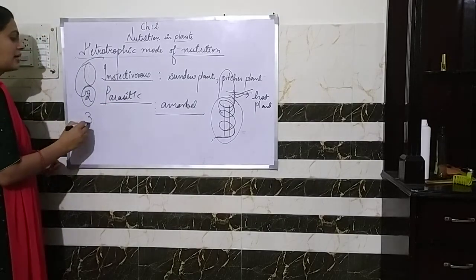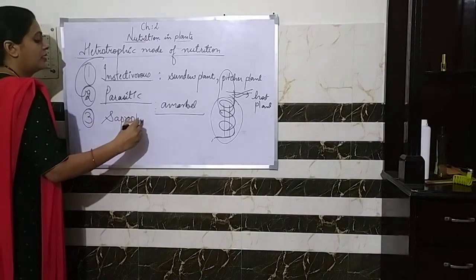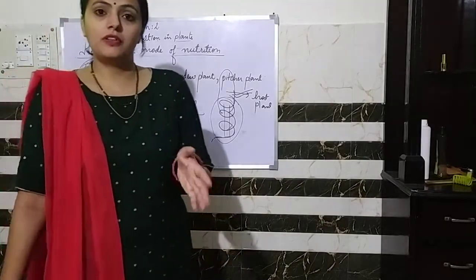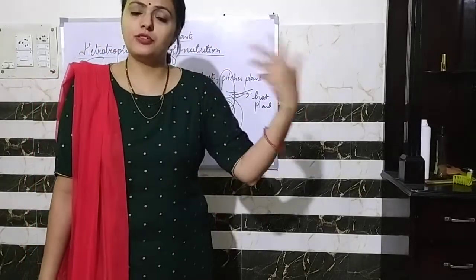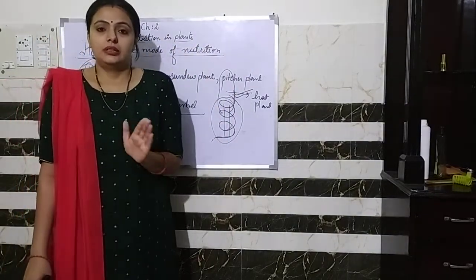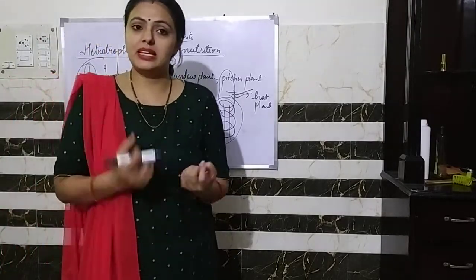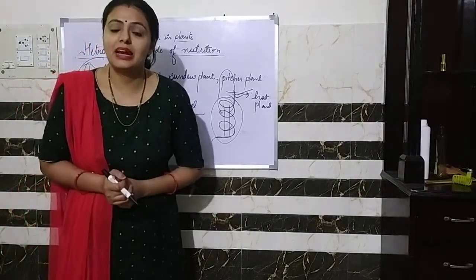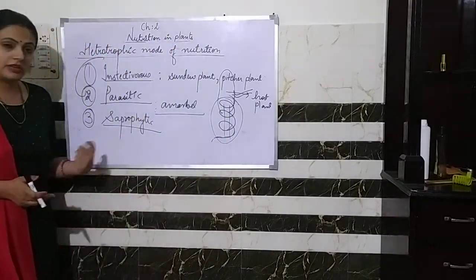Now the next one is the saprophytic. What is saprophytic? The saprophytic mode of nutrition is a nutrition in which a plant gains its nutrients from another organism, but that other organism is dead. Means the plant gains its nutrients from a different organism, but what will that organism be? Dead, right? Such a type of mode of nutrition is known as the saprophytic mode of nutrition.